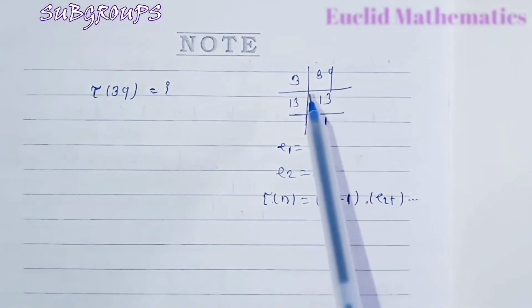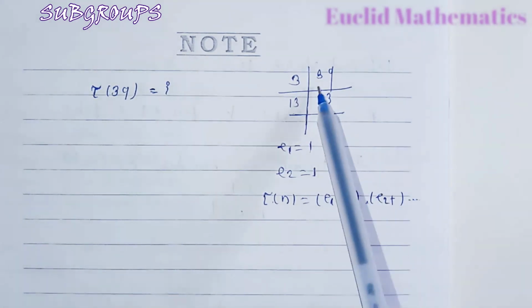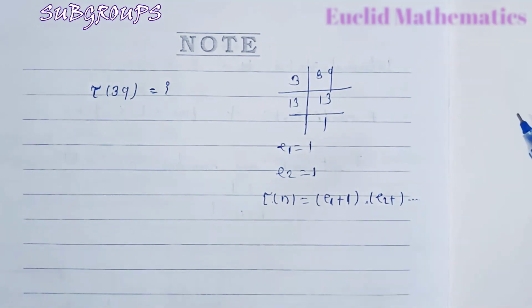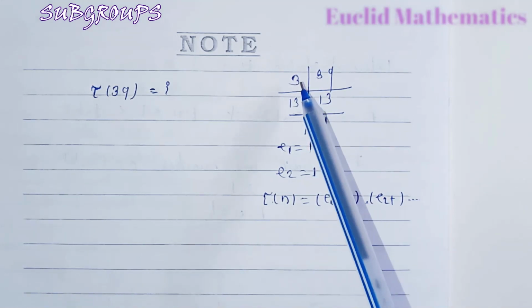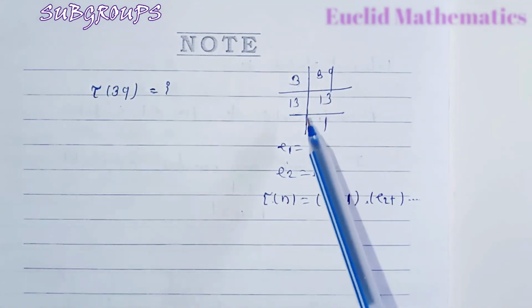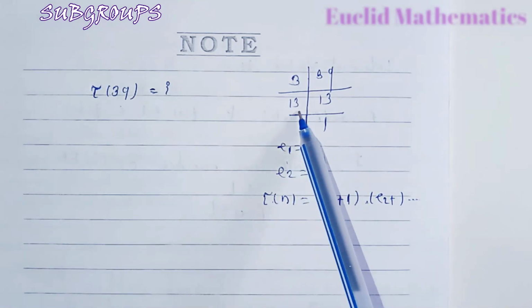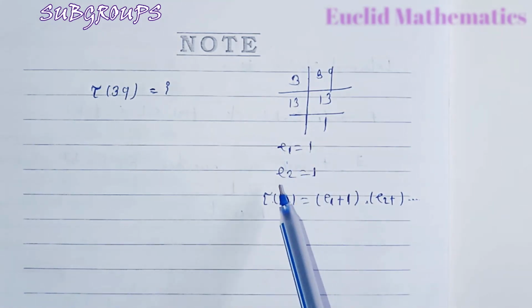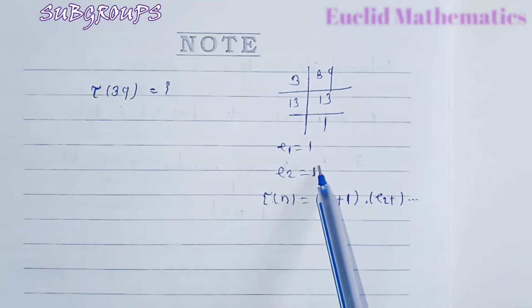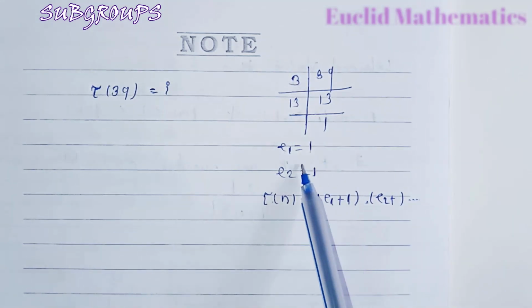Okay, so we have to find the values of E1 and E2. E1 means the repetition of 3, how many times does it occur? If the repetition is 2 times, then E1 is 2. But as we see here, the repetition of 3 is only once, that means E1 is 1. The repetition of 13 is also once, so E2 is also 1. So repetition for these two elements is only one time.